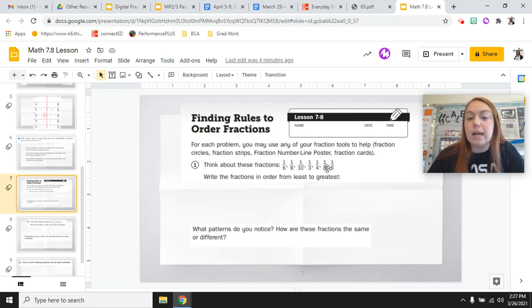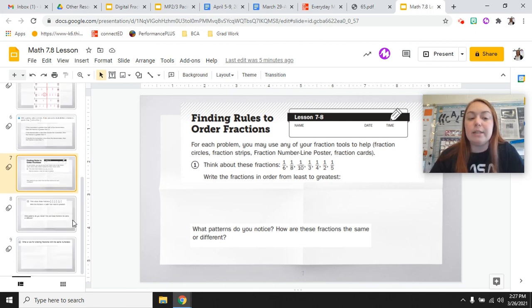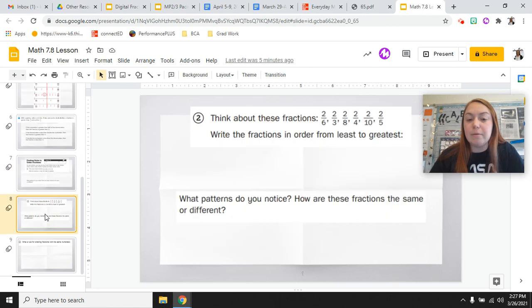So you're going to take this and move these fractions into the order that you think makes sense from the least to the greatest. The least means, if you're thinking of fraction strips, the least amount of space filled in to the most amount of space filled in. And then you're going to respond, what patterns do you notice? How are these fractions the same or different? So that's going to be the first part.